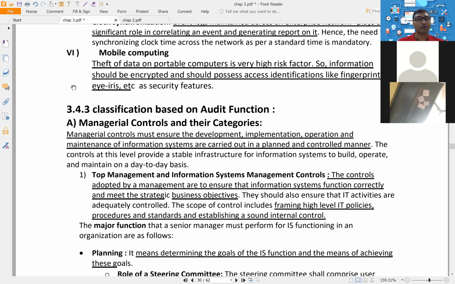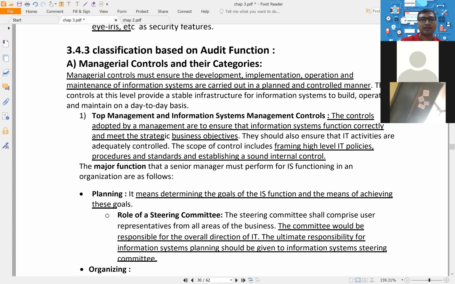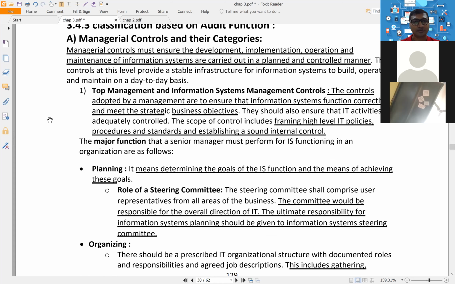When you allow your employees to bring their laptops and smart devices inside the company, then you should also put some security so that the data which is on their laptops and smart devices should not get lost. Okay. So here we have completed physical, logical, and environmental controls, correct? And now we are going to go for the next, managerial controls.